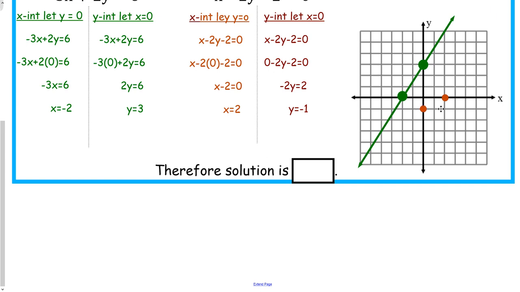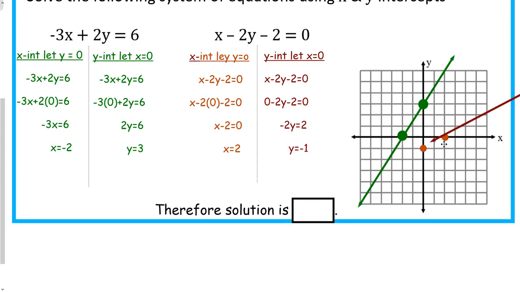There we go, and add your line very carefully, and you can see that the lines are going to intersect at this point here. And what is that point? 1, 2, 3, negative 4, and down 3. There we go. So there's your solution.